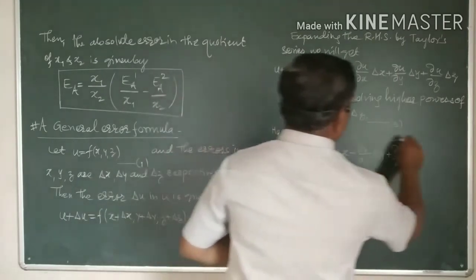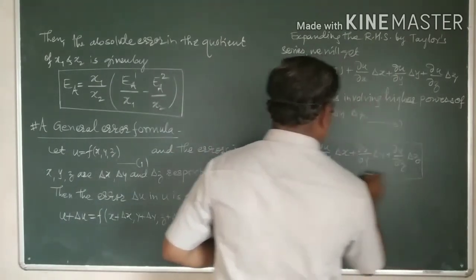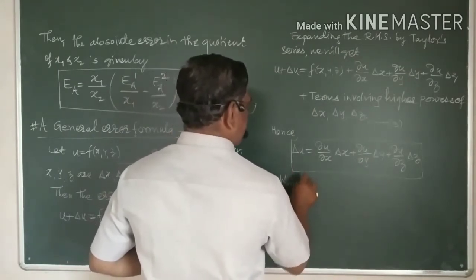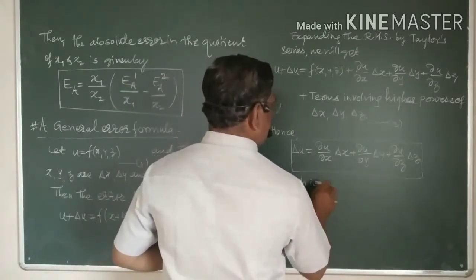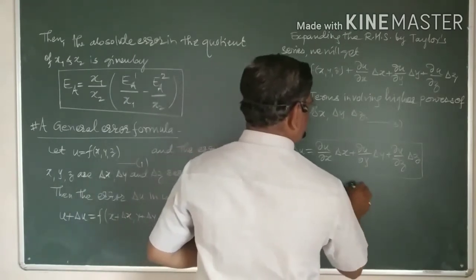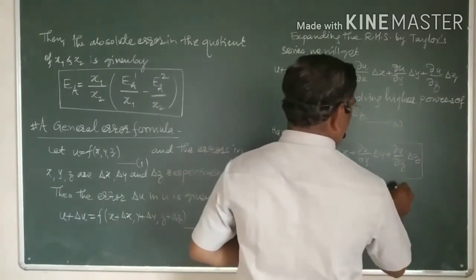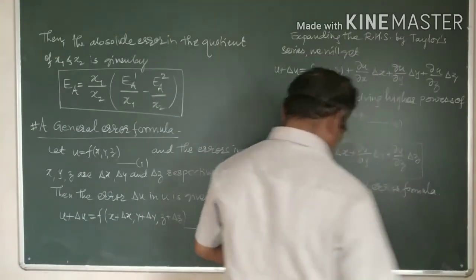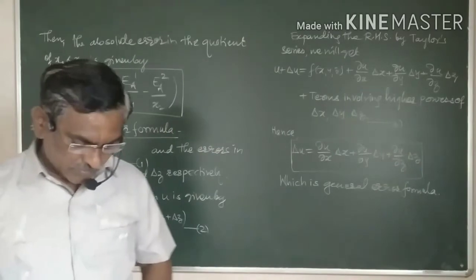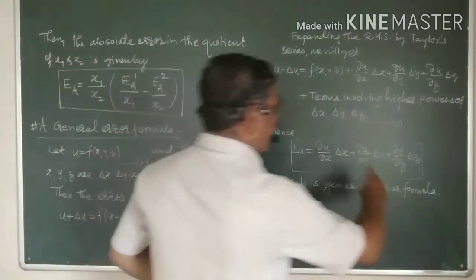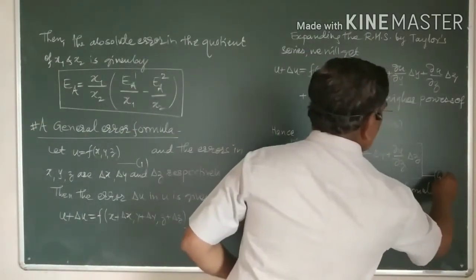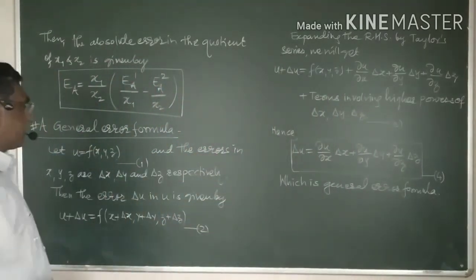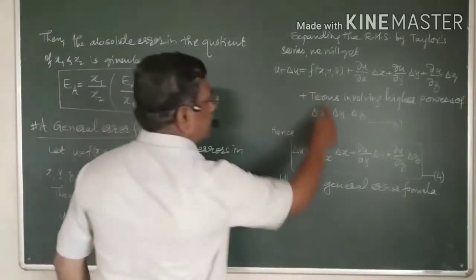And this is what we call the general error formula. Let me call this 4, because this is the fourth equation we are getting: this is first, this second, third, and fourth.